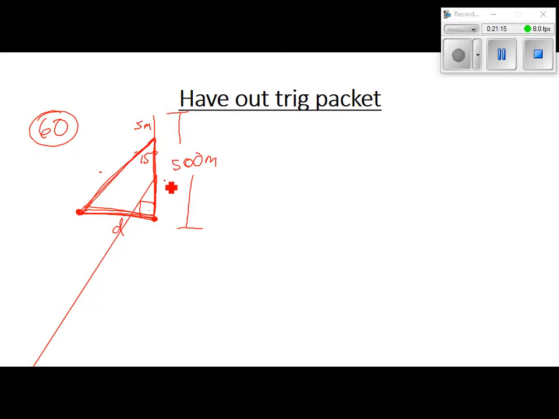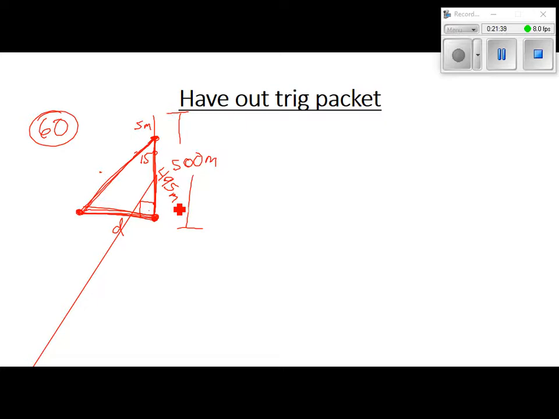We know some information about this side, don't we? How can we find the distance from here to there? 500 minus 5, what do you end up with? 495. So you gotta make sure you do that first, because if you use the whole 500, is it gonna give you the right answer? No. So you gotta use that first.